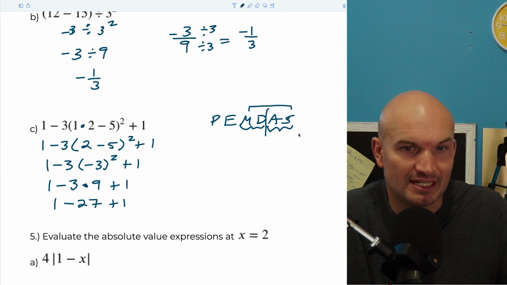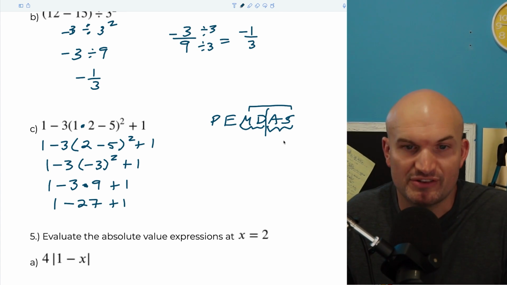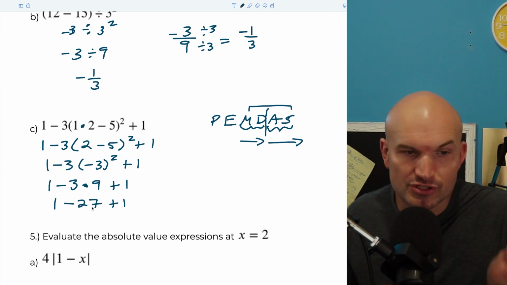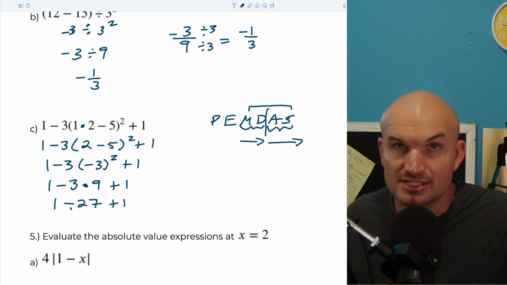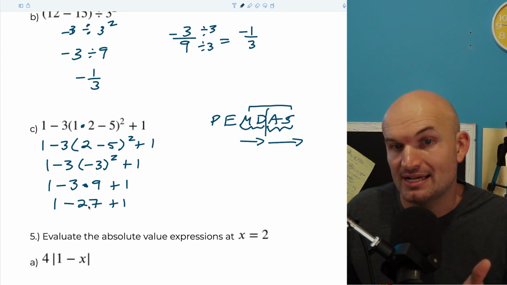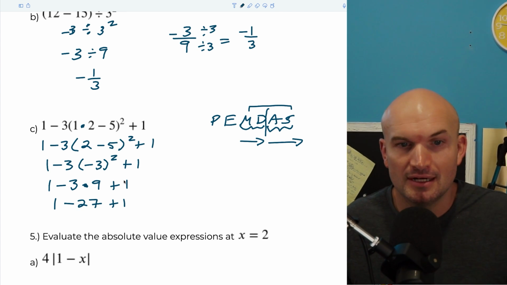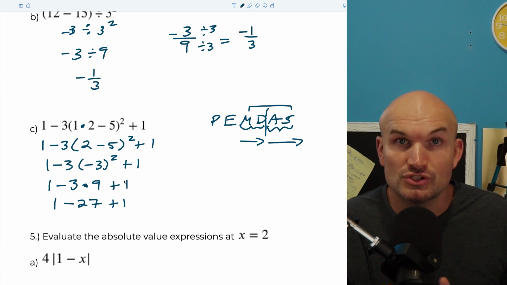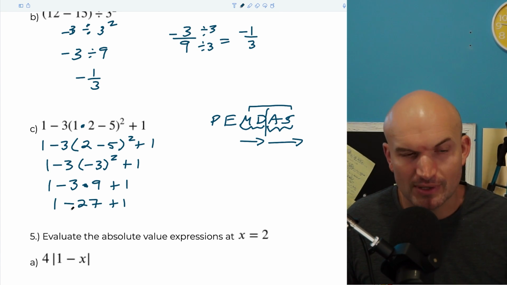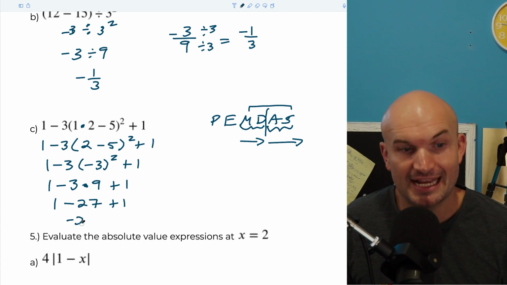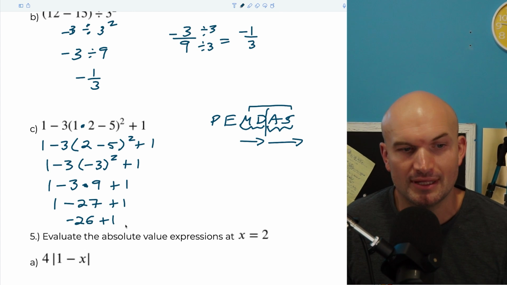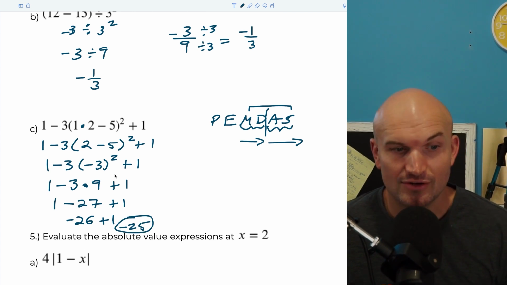And now the important thing is when you're doing addition, subtraction, or multiplication, division, always go from left to right. So here I'm not going to add before I subtract, because subtraction comes first, since it's left to right. Remember I said they're interchangeable? They are. Just work left to right. So what I have here is 1 minus 27, which is negative 26, plus 1. And negative 26 plus 1 is going to equal negative 25. And that's going to be my final answer on that one.